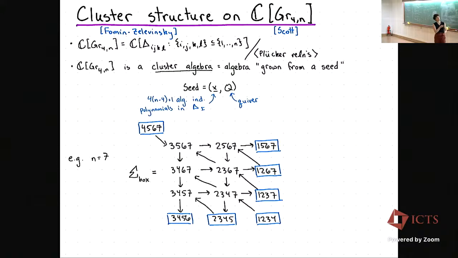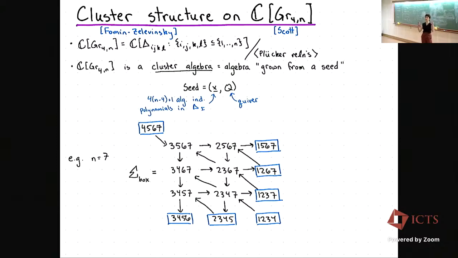Underlying, the combinatorial information is a quiver. That's just a directed graph, so it's a bunch of vertices and some arrows between them. And then there's also some algebraic information, which is that on top of each vertex of my quiver, I'm going to put a polynomial in the Plücker coordinates. Here I'm just putting a Plücker coordinate on top of each vertex. I'm just writing the indices, but you should think of this as the Plücker coordinate delta 3, 5, 6, 7. Okay, so that's what a seed is.